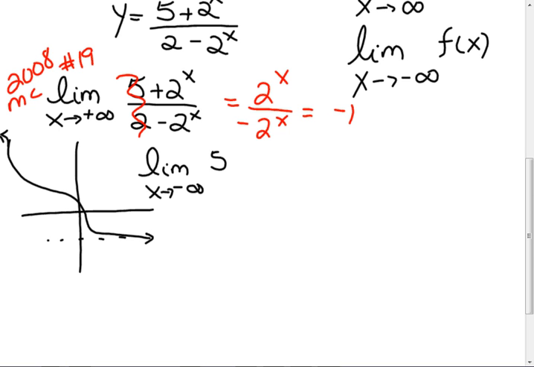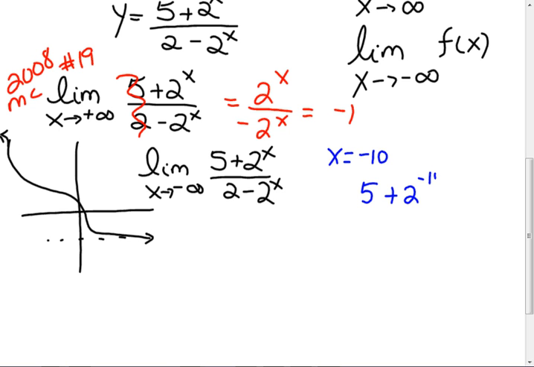The limit as x goes to negative infinity of 5 plus 2 to the x over 2 minus 2 to the x. Now, this is where I'm going to put some values in. Okay, Drew, so what do I get? This is right off the exam. I think that one's 0. I'm going to go with 0. Well, let's try x equal to negative 10, for instance. It's 5 plus 2 to the negative 10 over 2 minus 2 to the negative 10.